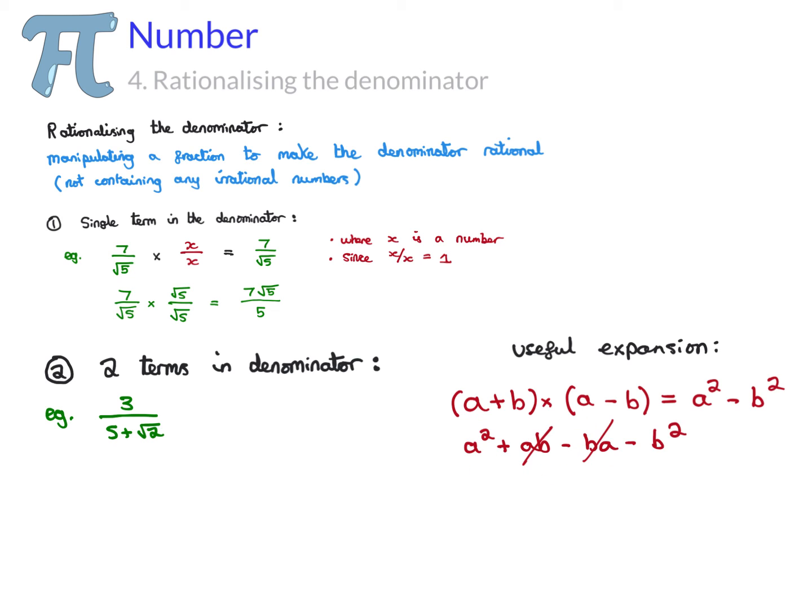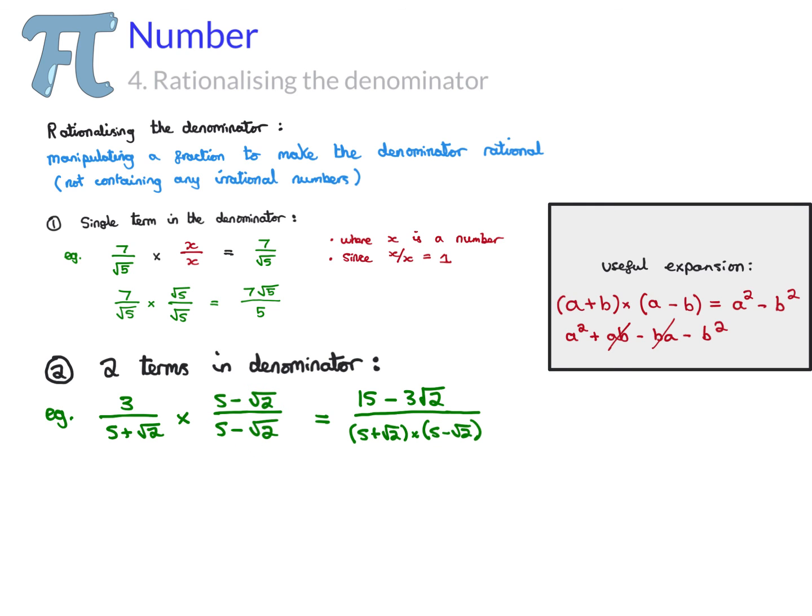For this reason, we choose to multiply the top and the bottom not by 5 plus root 2, but 5 minus root 2. The numerator now looks like this, and since the denominator is now 5 plus root 2 times 5 minus root 2, it can be written as 5 squared minus root 2 squared, or 25 minus 2, or 23. This denominator is now rationalised.